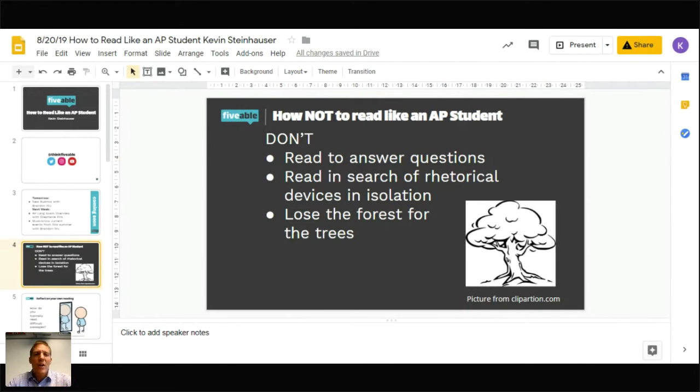You have to consider how these texts build together. So what students do when they read and they're giving their best, but they just aren't reading like an AP student.